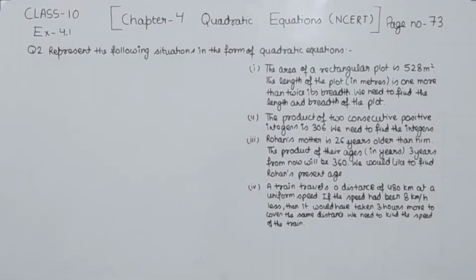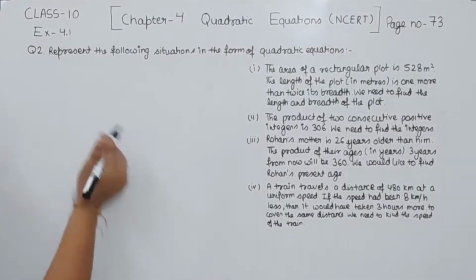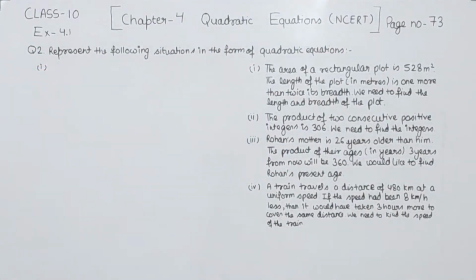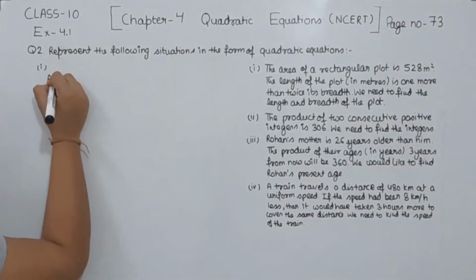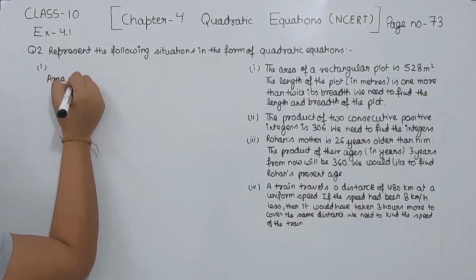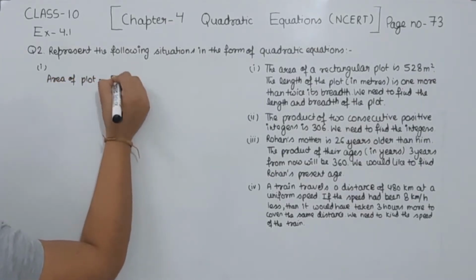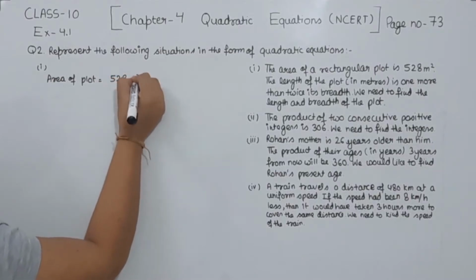Represent the following situation in the form of a quadratic equation. So we are having the four parts in the equation. We are going to start with the first one. The first one we are having the area of the rectangular plot is 528 meter square. So I'm going to write here area of plot equal to 528 meter square.